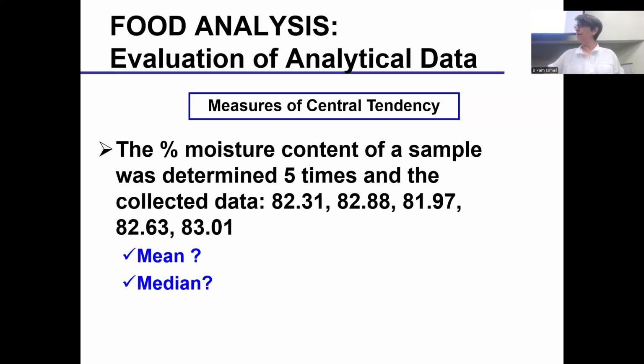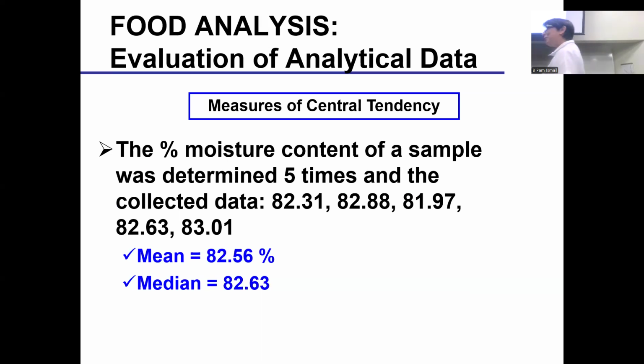Lukman, you have an answer? For the mean, what did you get? 82.56. Very good. So what did you guys get for the median? Who wants to tell me? William, you have a median? 82.63. Yep, there it is.